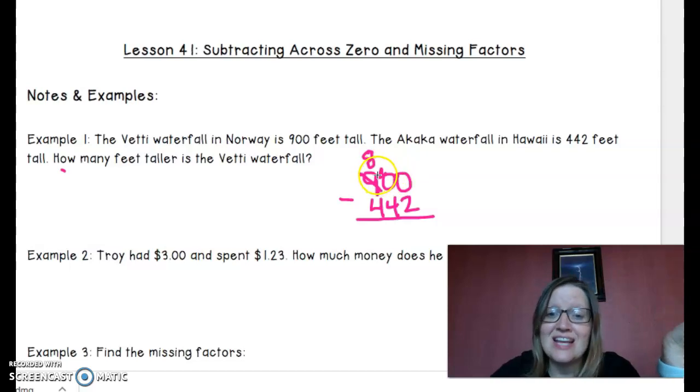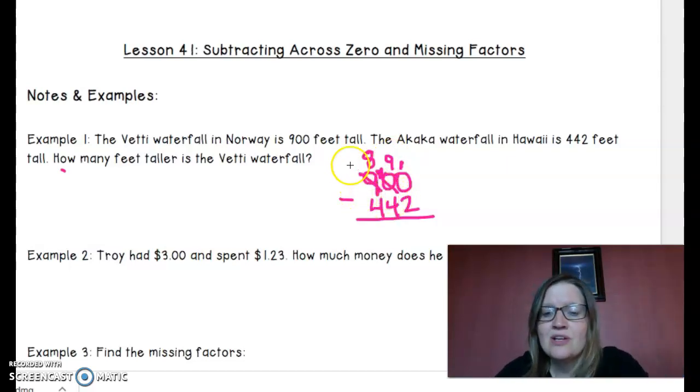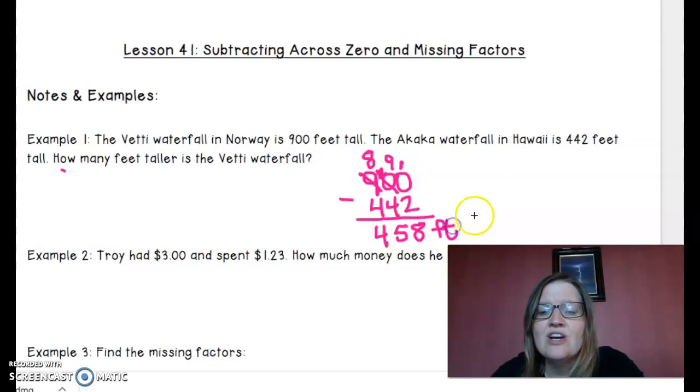Then we're going to take one of those tens and move it over to create 10 ones. So there's quite a process on this, but now we're set. We say 10 minus 2, we can work with this now, is 8. 9 minus 4 is 5. And 8 minus 4 is 4. So there's 458, it's 458 feet taller.